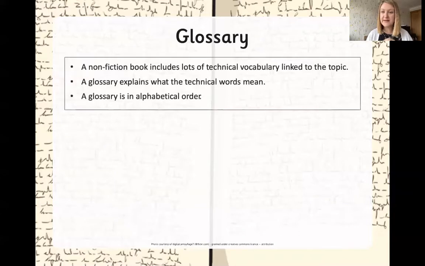Okay, so the glossary. Now, glossary is really important when it comes to a non-fiction book, because quite often there are new technical words which are related just to that particular topic. And that makes sure that I'm going to understand those technical words. And again, it's done in alphabetical order. So I've got a chance to find those particular words, the new vocabulary, really easily.